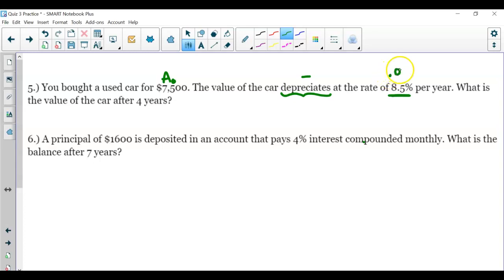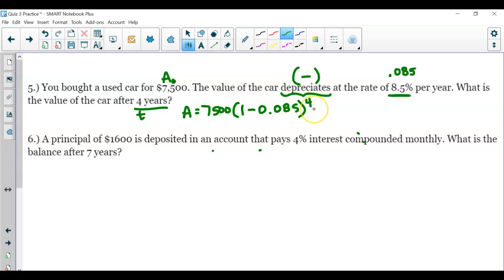So this rate here is 0.085. What is the value of the car after 4 years? So there's your T. So first off, because we're depreciating, make sure to have subtraction in the parentheses. So A, the final value, is equal to 7,500 times 1 minus, right, not plus because of the depreciating, our rate. So 0.085, and raise that to the T power, which in this case is 4.